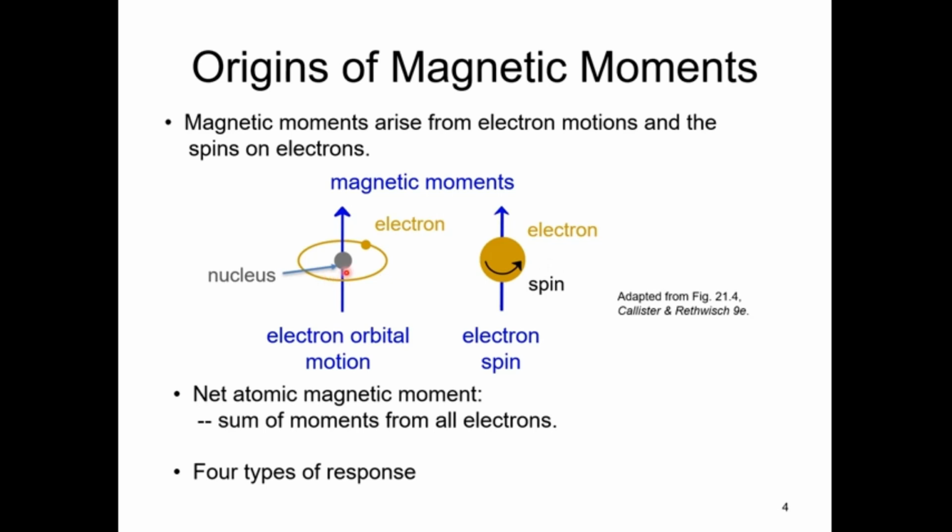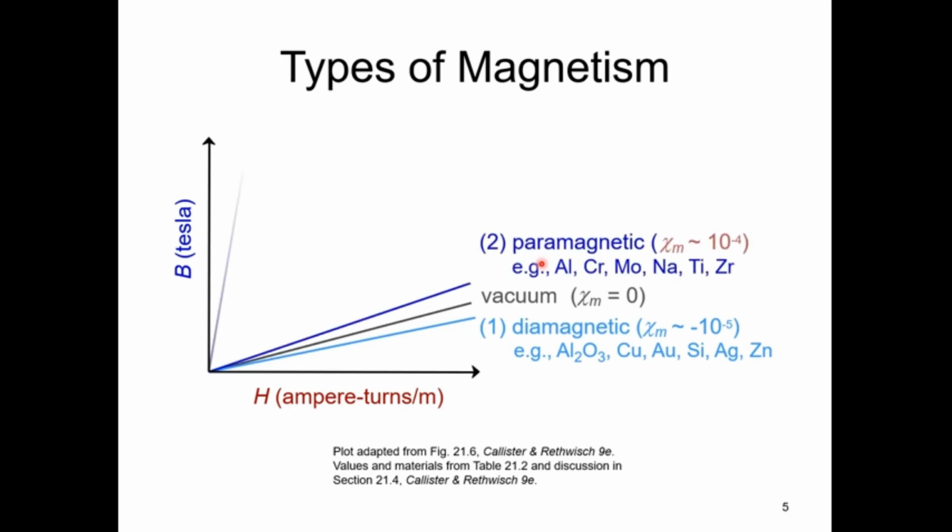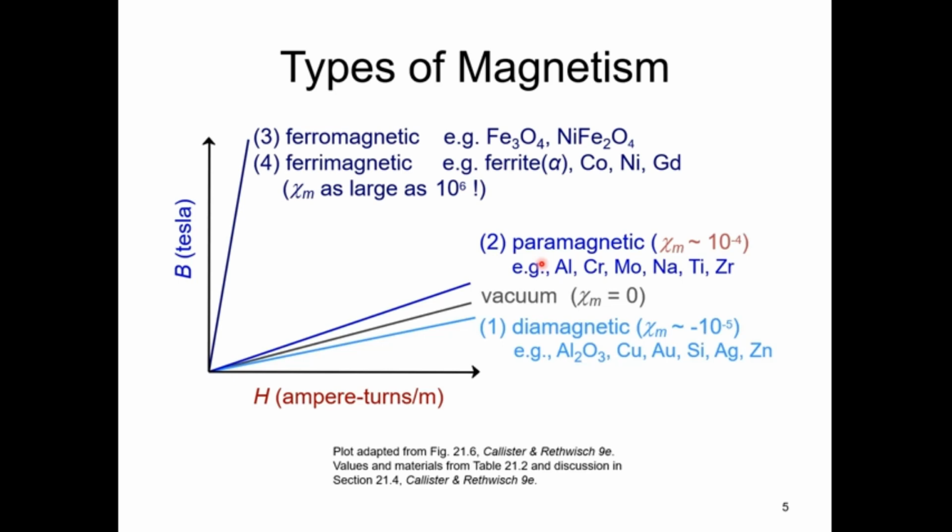From the motion of this electron, it will produce 4 types of response of magnetism, which are diamagnetic, paramagnetic, ferrimagnetic, and ferromagnetic. So we look at diamagnetic, with the magnetic susceptibility, or the Xm value, of about 10 to the power of -5, which indicates a low magnetic susceptibility.